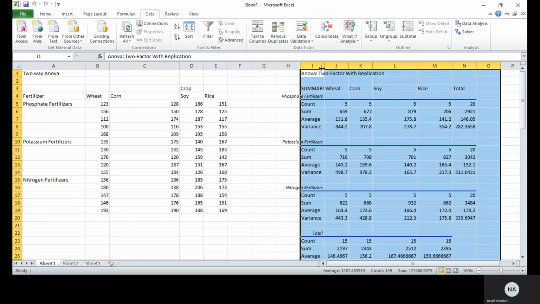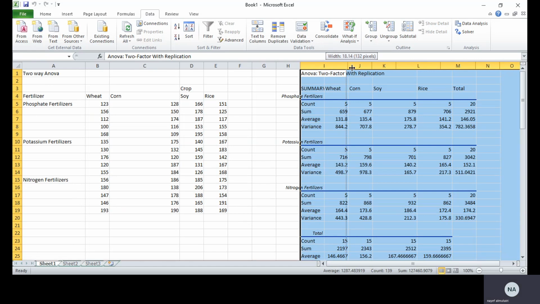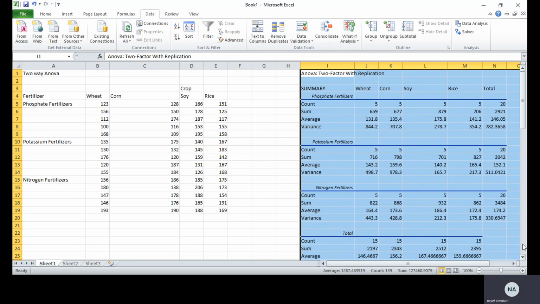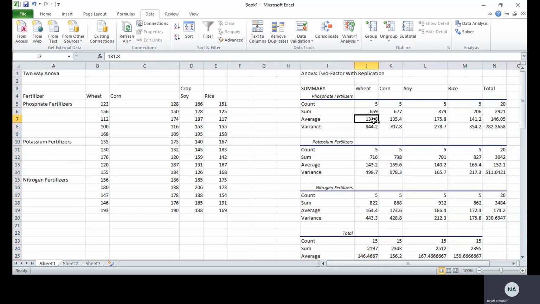So now, let me make it a little bit bigger so that everything will fit. We can see from our analysis that we have the summary for the phosphate fertilizer. In this row, we have the average for wheat, 131.8 bushels per acre. This is the unit for the yield. Corn is that much. This is only for phosphate fertilizer. And soy is that much. Rice is that much. This is the average and total for all of them.